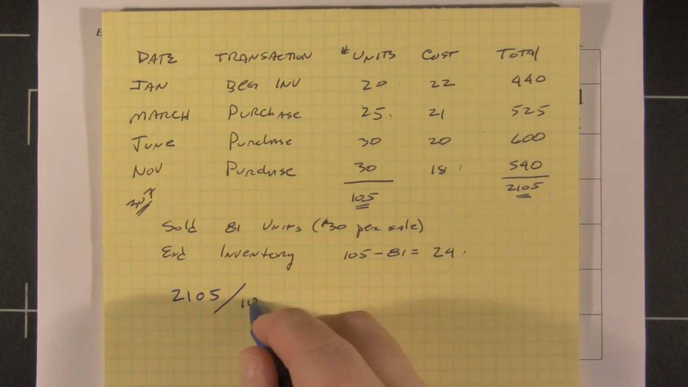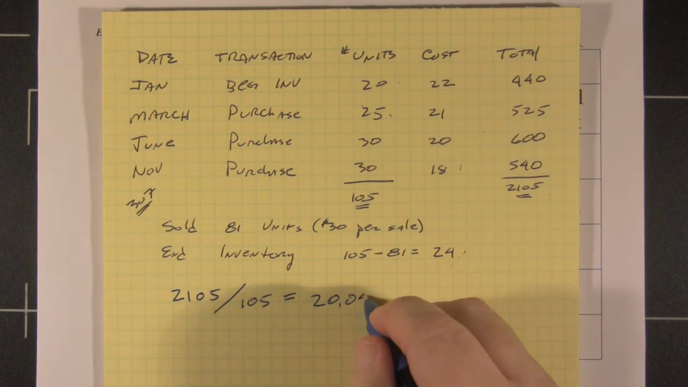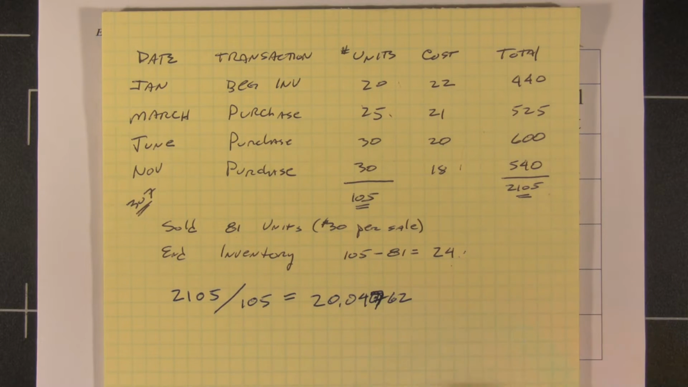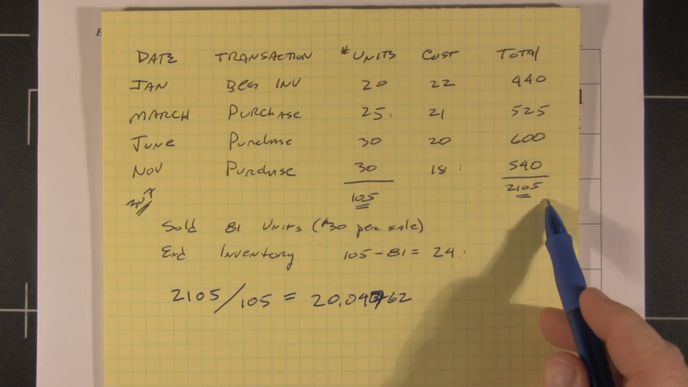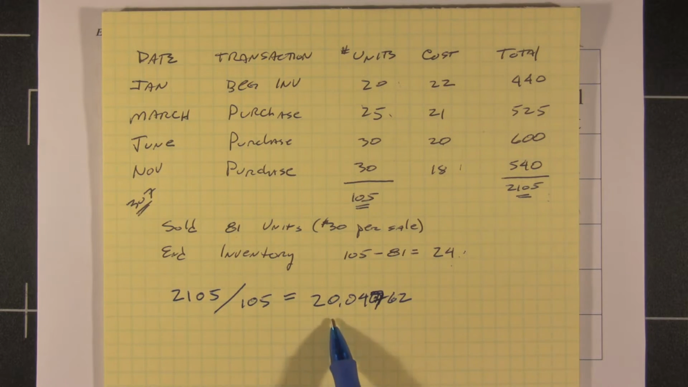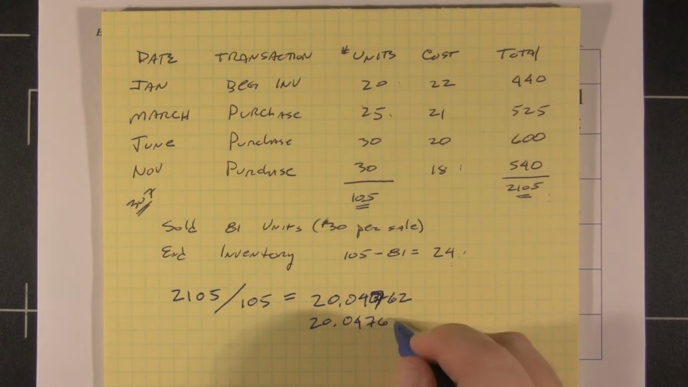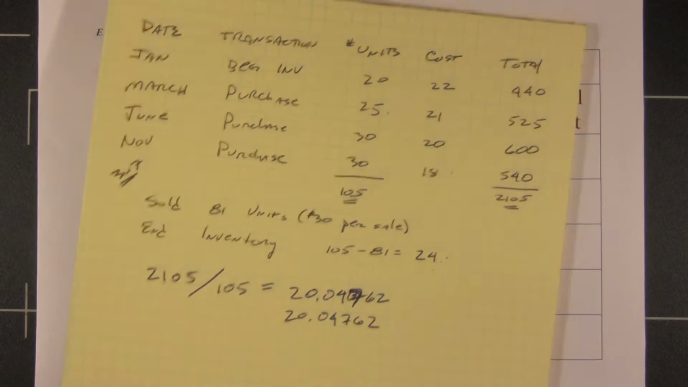divided by the total number of goods, and each of those units cost us $20 and 4762 cents. I just simply took 2105, the total goods we had, divided by 105 and came up with $20 and 0.04762 cents. That's 20.04762. Okay? Every unit cost us that $20.05 roughly. Every unit, whether we sold it or it's still in ending inventory.